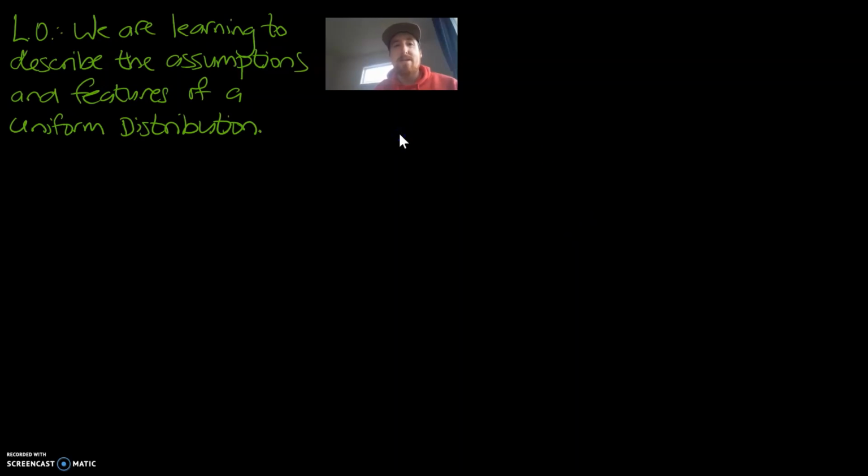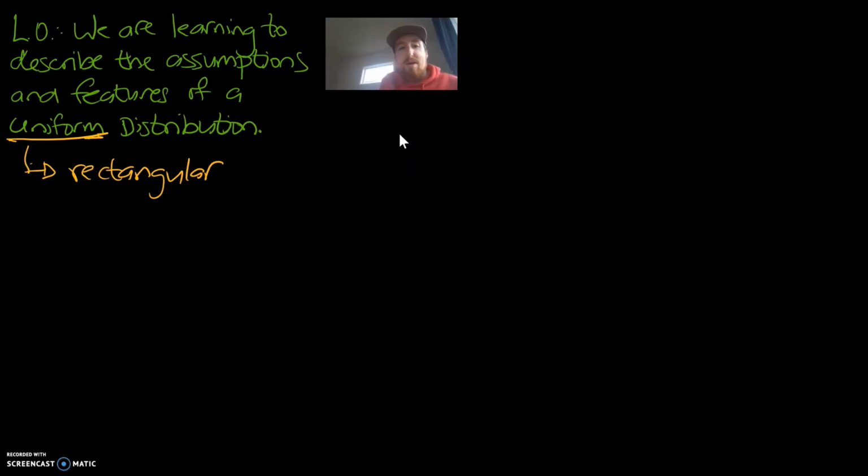Today's learning objective is in green and we're learning about a new type of model. Our learning objective is we are learning to describe the assumptions and features of a uniform distribution. So I'm just going to underline uniform distribution because this is sometimes called a rectangular distribution. And that name is a bit more useful because it gives us some information about the shape of our model.